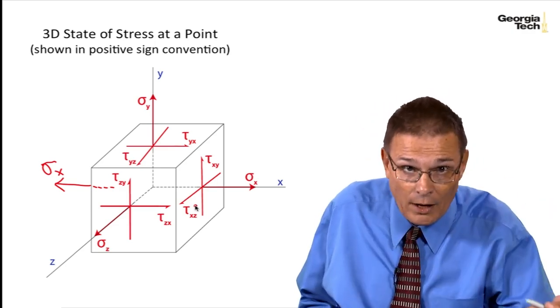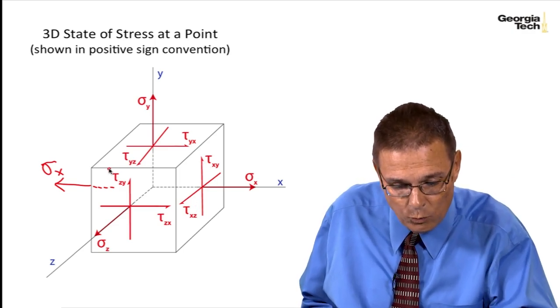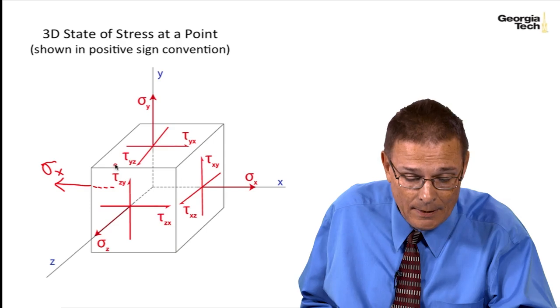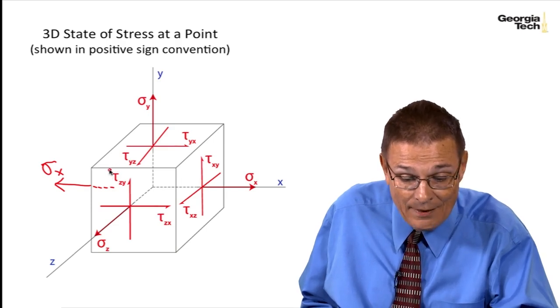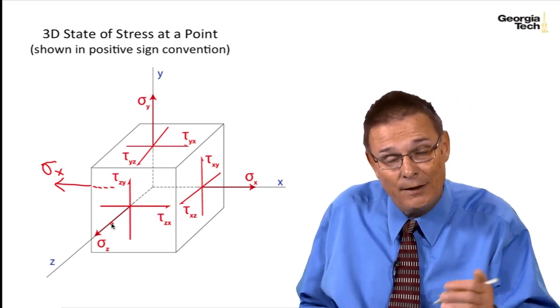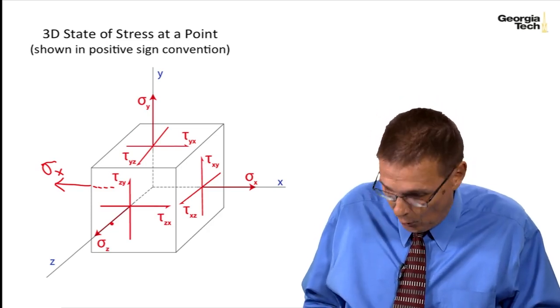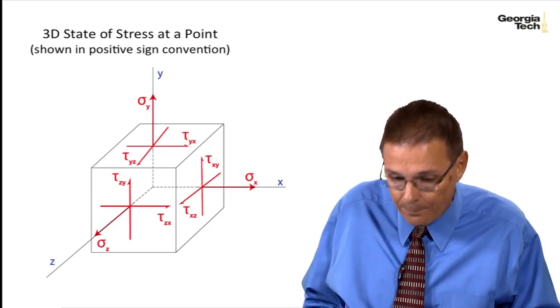And again, the likewise would be true on the back side. So for sigma xy on the negative face in the negative x direction, it would be down. And again, a negative times a negative is a positive. Same thing for all the other stresses. And so that's our positive sign convention.